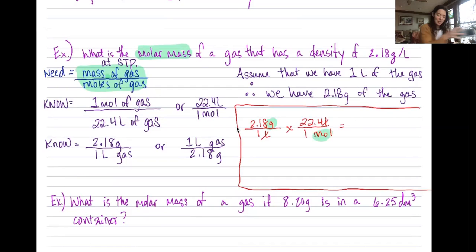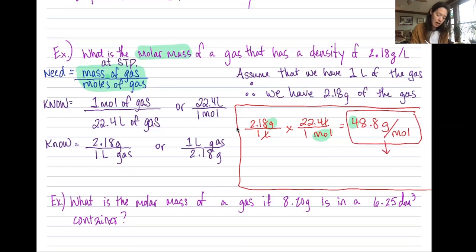And I see that if I multiply my density, I'm essentially multiplying my density times the molar volume, and I get 48.8 grams per mole. That is a molar mass, right? And we know it's a molar mass because of the units. The units are grams per mole. That is a molar mass unit. All right?